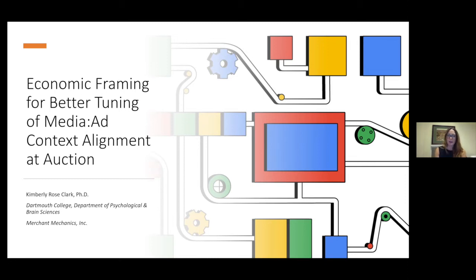And today I want to talk about a Dartmouth study entitled Economic Framing to Better Tune Ad Media and Ad Context Alignments at Auction.